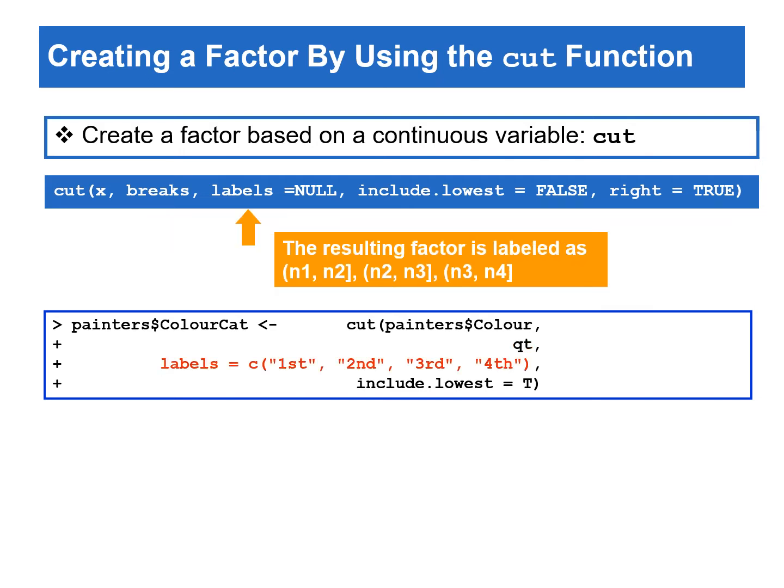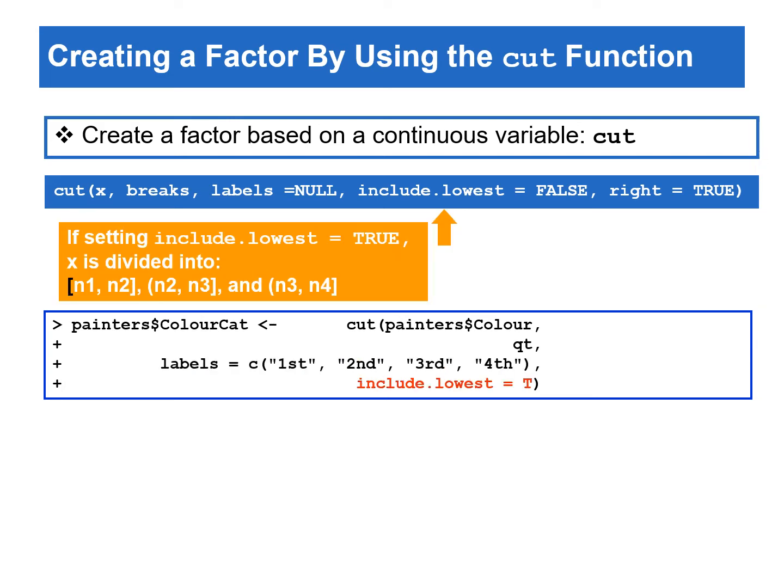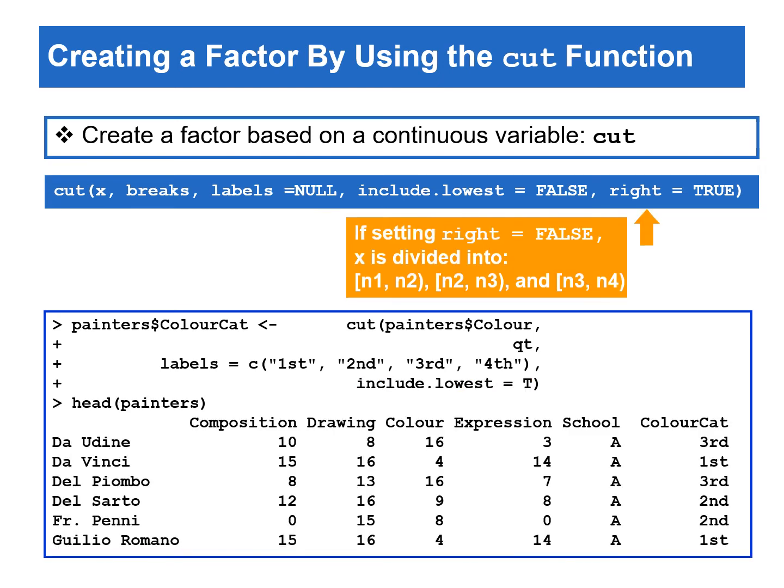The third argument is to specify values to name each level in the result. In the cut function, we used first, second, third, and fourth as values for each level. For the fourth argument, setting include.lowest to true will include the minimum value in the lowest level. For the fifth argument, setting right to false, the minimum value of the continuous variable, x, will be grouped into the lowest level, but the maximum value will not be grouped into any level.